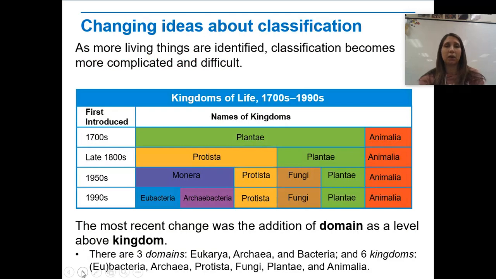So when we think about classification in this system that was designed by Linnaeus, classification over time can become more and more complicated. When Linnaeus devised this system in the 1700s, he really only created kingdoms to include two different groups, plants and animals. Part of the reason for that is we had no concept that there were these tiny microscopic living things, that we had protists that can be tiny. And fungi were kind of categorized as plants, right? And then we didn't know that there were any type of bacteria.